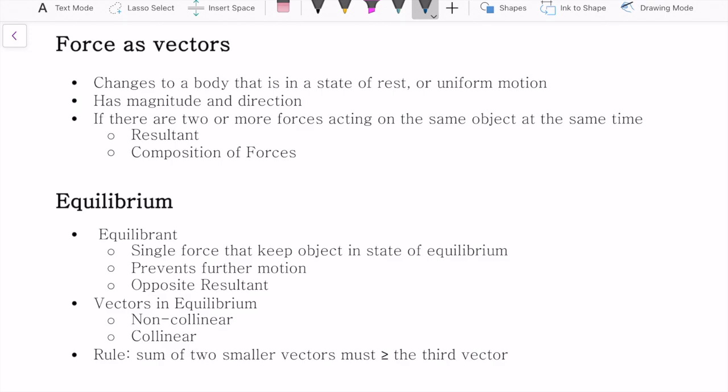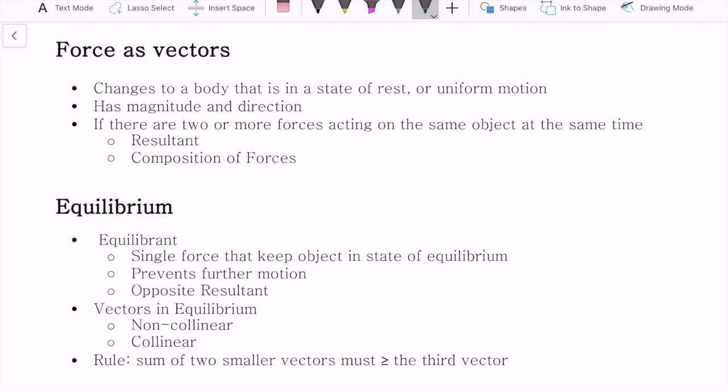When there are two or more forces acting on the same object at the same time, there are two main concepts that can be discussed. The first one is the resultant force, which is a single force that represents the sum of all the forces acting on the object. The second one is the composition of forces, or force composition, which points to the individual forces that make up the resultant. These individual forces are considered the components.